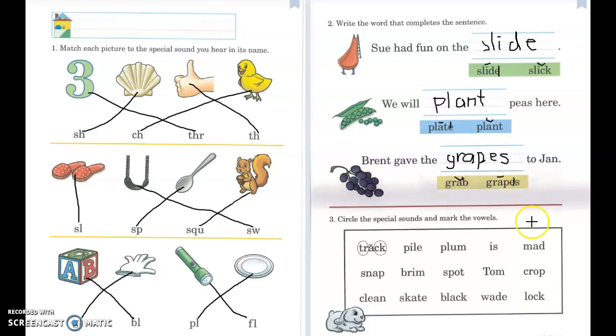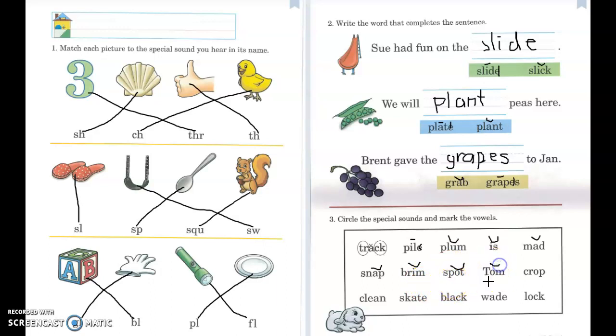S. All right, so at the bottom here, they're asking me to circle the special sounds and mark the vowels. I'm not going to circle the special sounds, I'm just going to mark the vowels. Okay, so this first word, I have an I and the magic E, pile. In this word, I only have a U, plum. Here I only have an I, is. Only an A, add. Only an A, app. Here there's only an I, im. This one only has one vowel, ot.